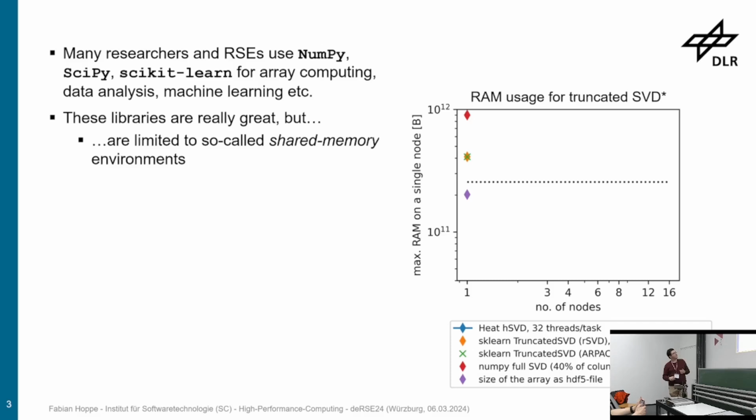And if you look at the memory consumption, the purple marker is the size of the data set itself, and if you want to apply truncated SVD, you already need about 400 gigabyte of RAM. And so if you have just a standard compute node in the DLR cluster, that's already too much, so I had to perform this test on a special node with 1 terabyte of RAM. And if you want to apply NumPy to compute the full SVD, so not the truncated one, you can't even take the full matrix on this much memory node. You can only take 40% of the columns.